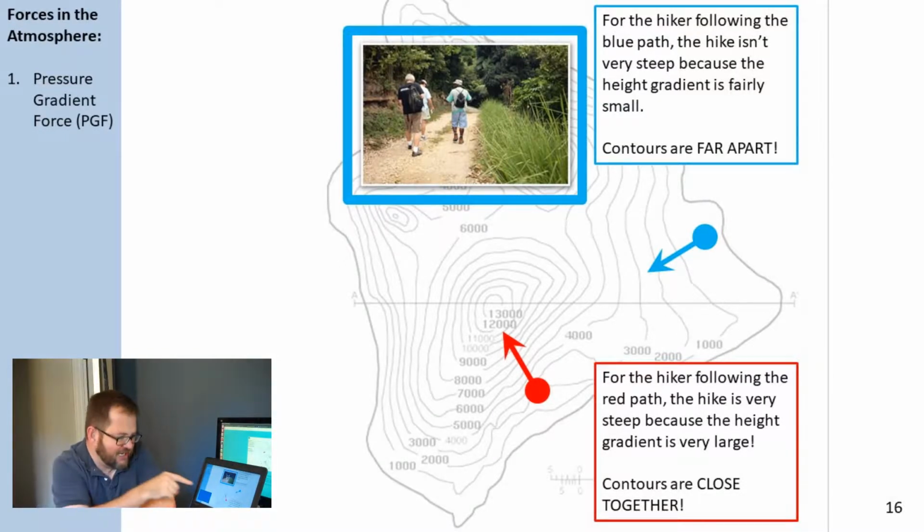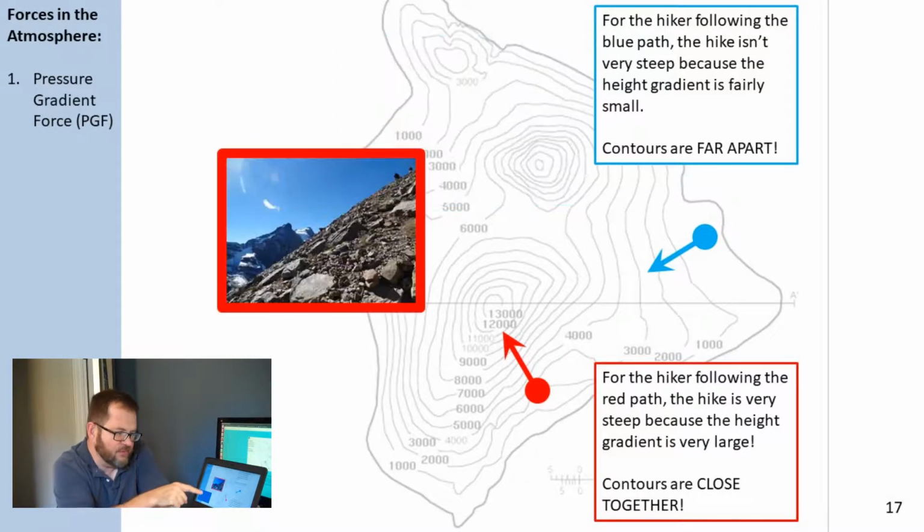In contrast, take a look at that red arrow. For a hiker following that red path, look how close together those contours are. He would cross what looks like about the 5,000-foot contour, then walk a little farther and he's already at the 6,000-foot contour. He's going uphill pretty steeply. Then he walks a little while farther and he's at the 7,000-foot contour. He's going up a very steep trail, something like what I have in that red inset. The way you can tell that there is a steep gradient to that hike is that the contour lines are close together.